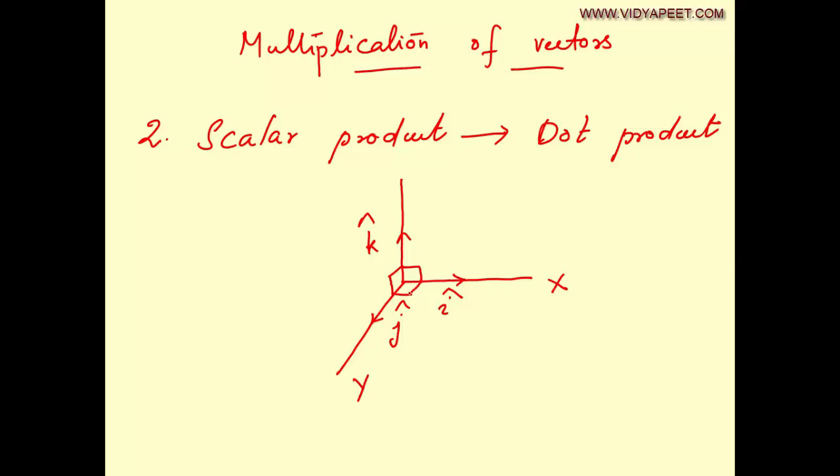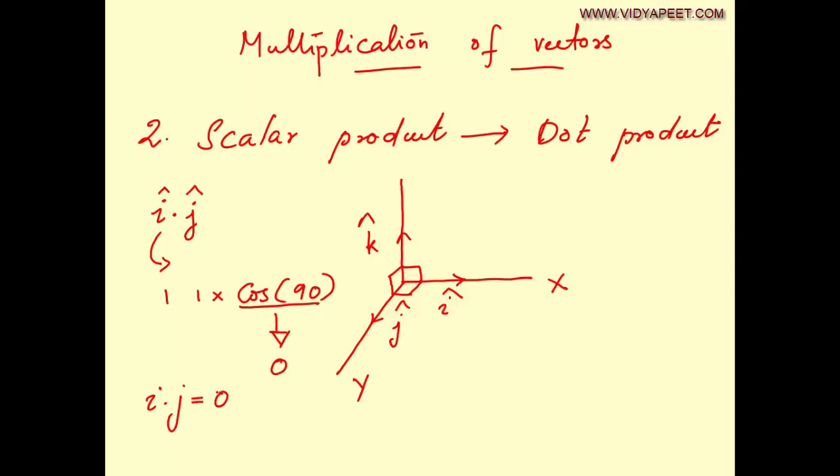Now there is an interesting property. Let us take what is i dot j. So from our definition, in order to find the dot product between two vectors, I take the magnitude of i, which is 1, then I take the magnitude of j, which is 1, then multiply it by the cos of the angle between them, which is 90 degrees. We know that cos 90 is 0, so i dot j becomes 0. Similarly, j dot k and i dot k, all this will become 0.